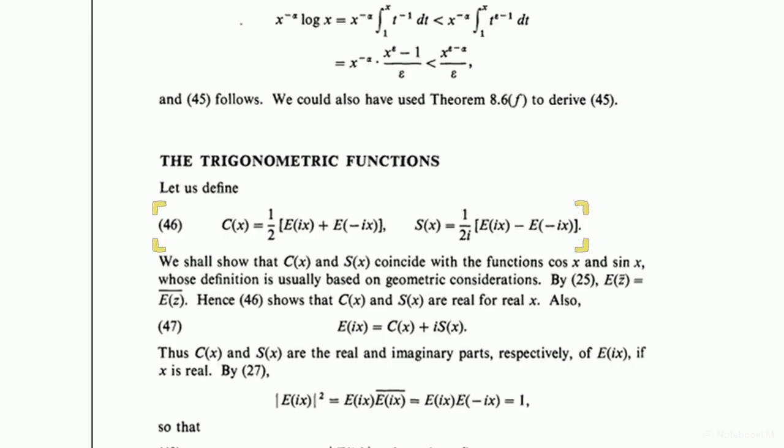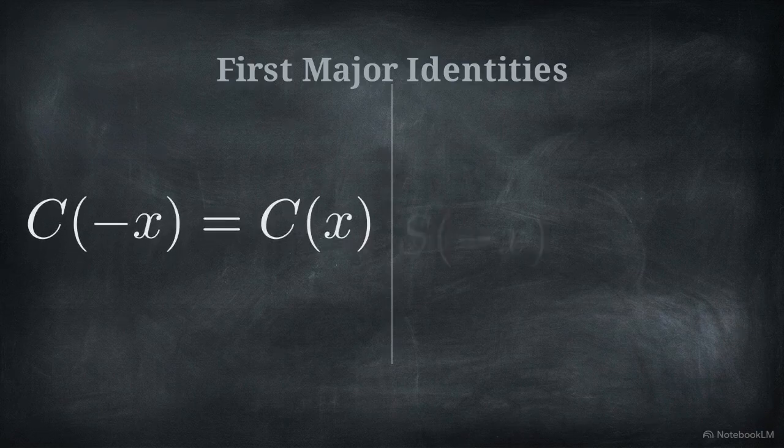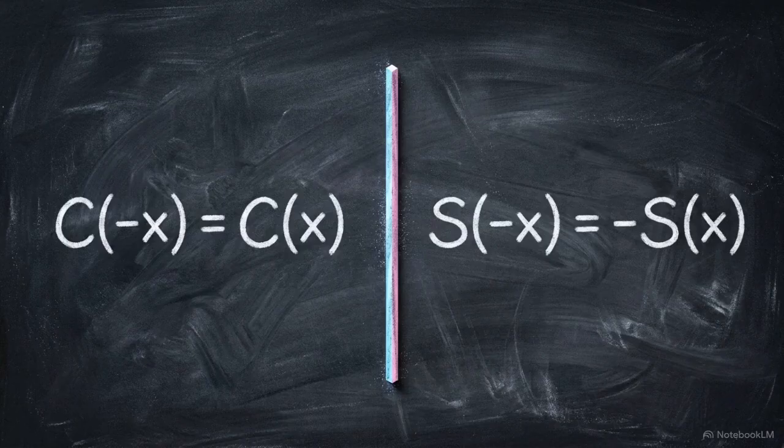We can test this structure with a simple algebraic substitution. If we replace x with negative x, the structure of the equations flips the sign for s of x, while the sign remains unchanged for c of x. This gives us our first major identities. C of negative x equals c of x, and s of negative x equals negative s of x. We have successfully defined these core functions and proven their basic symmetry using purely algebraic operations.